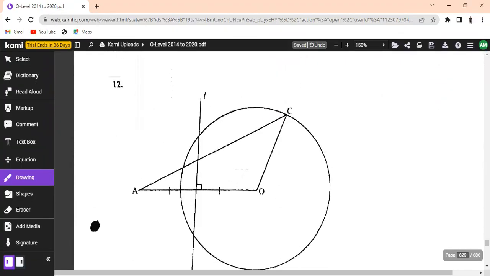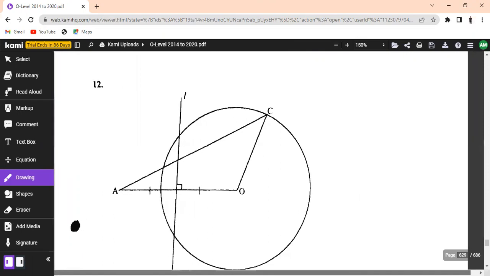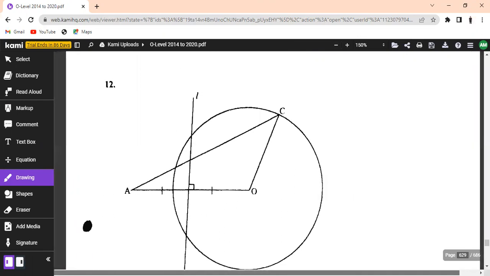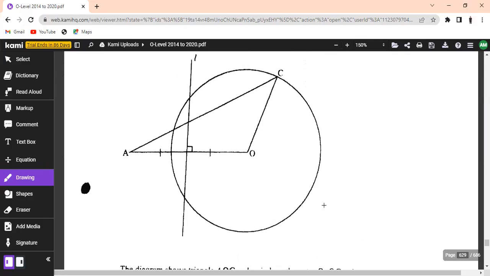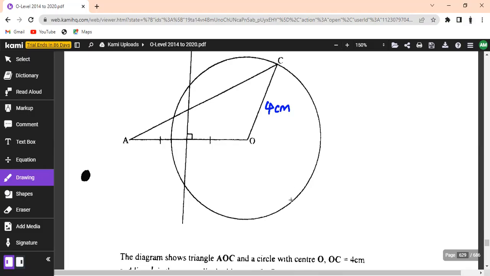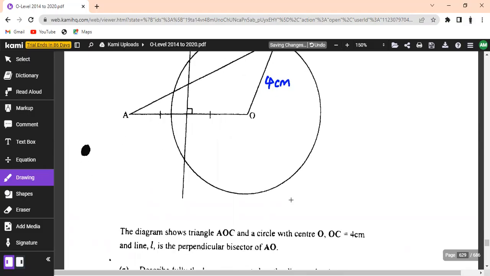Number 12, that's a part of construction which was done. They constructed something for us, which is this part here. From this construction, we are given that the diagram shows triangle AOC and the circle with center O, OC 4 centimeters. That is OC here from O to C. That is the radius of the circle. It's 4 centimeters, which means from O to this point is also 4 centimeters.